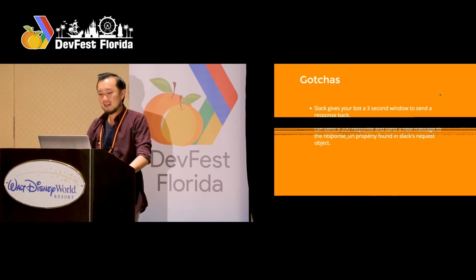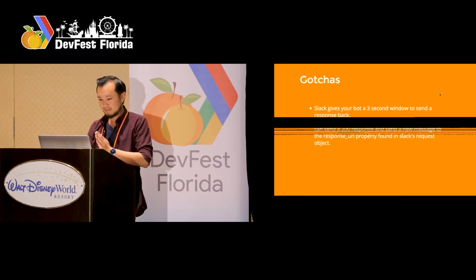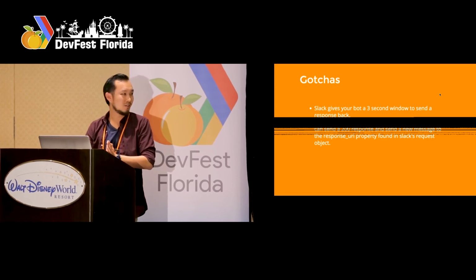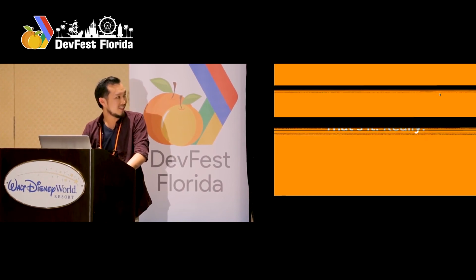3-second timeout window. So the first request that Slack sends to your bot, there's a property called the response URL. And basically, if you need to respond back to that channel or that user's message, you send a request back to that response URL, and it'll send a message to the channel saying, hey, you award this person this many points. And you could do that up to 5 times in 30 minutes. This is specific to Slack's API, once again. But that's pretty much it, really.